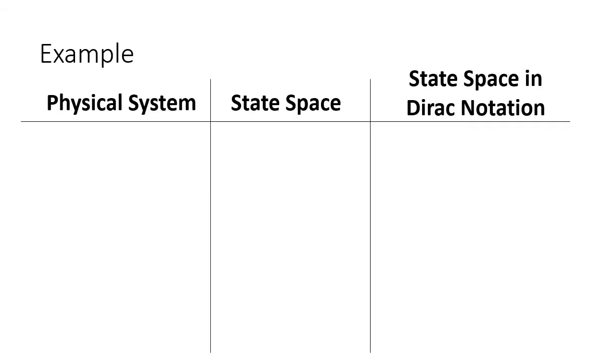In these slides, we will take a look at several physical systems and their corresponding state space. First, a coin. It has two states, head or tail. We can represent the state space in Dirac notation as head or tail. We may also represent the state space of a coin using 0 and 1 like this. And we have the corresponding Dirac notation.